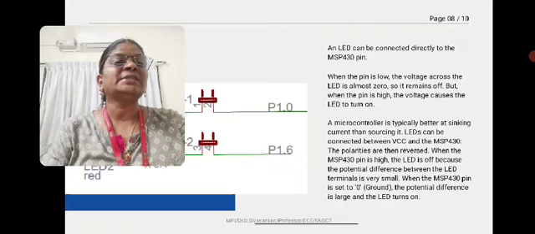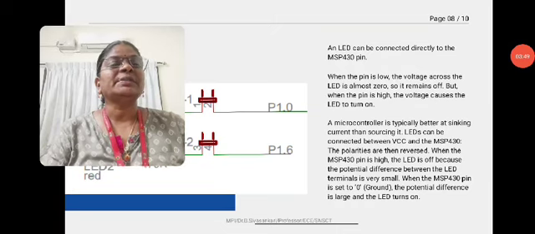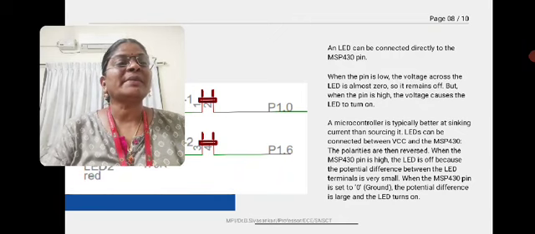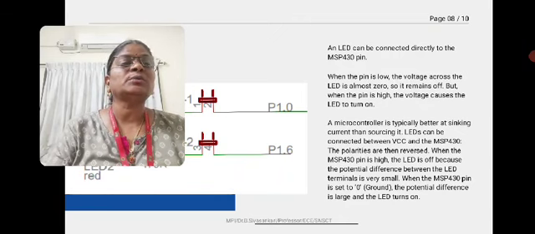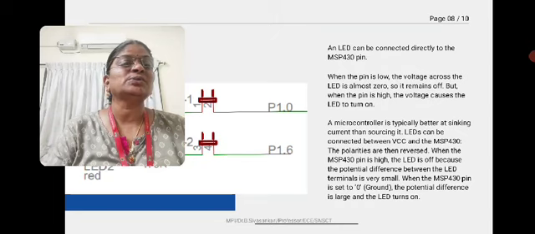So an LED can be connected directly to the MSP430 pin. When the pin is low, the voltage across the LED is almost 0, so it remains off. But when the pin is high, the voltage causes the LED to turn on. A microcontroller is typically better at sinking current than sourcing it.